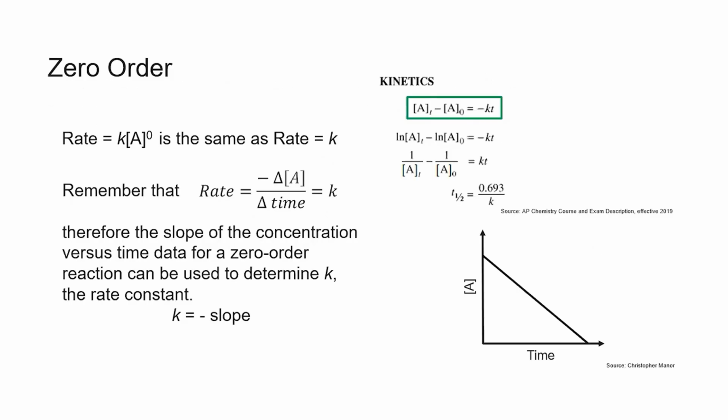For a 0th order reaction, the rate equals a constant K times the concentration of A to the 0. Basically, rate equals K. The K will be the negative slope. On the y-axis it's going to be just the concentration of the reactant in the brackets, and time will be the x-axis, and it's going to be a negative slope, and it's linear. That means it's 0.